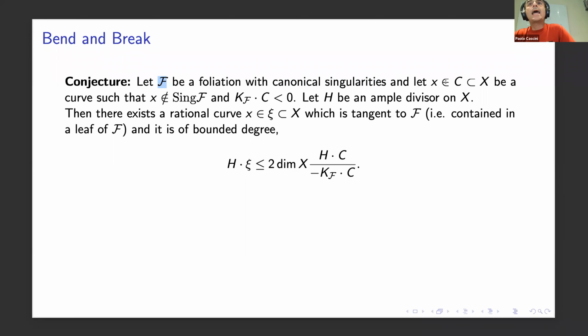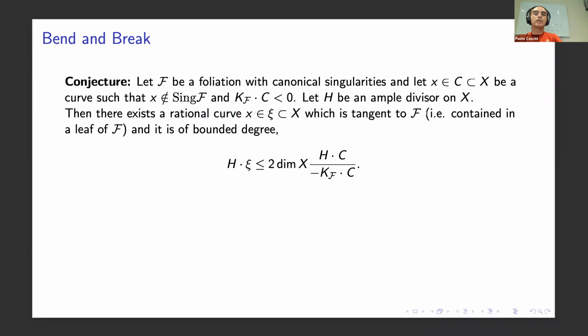Let's suppose that x is a point of a curve C such that, and this is the most important thing here, it has negative canonical degree with respect to F, the foliation. Then we also assume for simplicity that x is not contained in the singular locus of F. And also let's fix a divisor H for what I'm going to say next, but this is not very important at the moment. What is important is that, at least conjecturally, we expect the existence of a rational curve ξ passing through x, and which is moreover tangent to F.